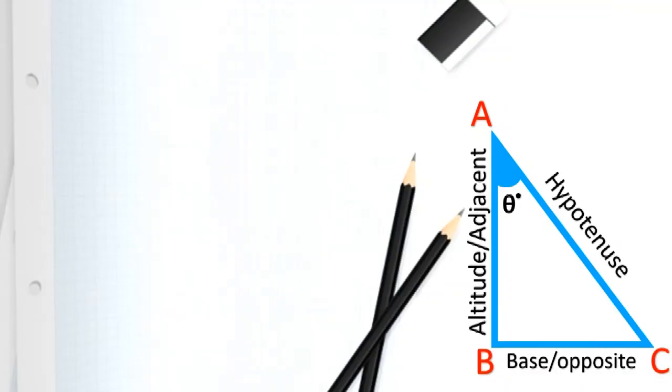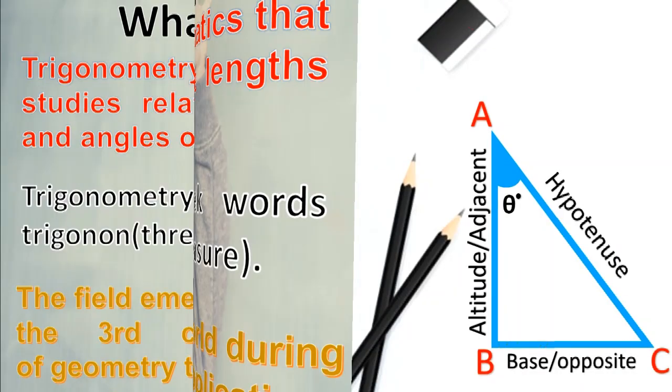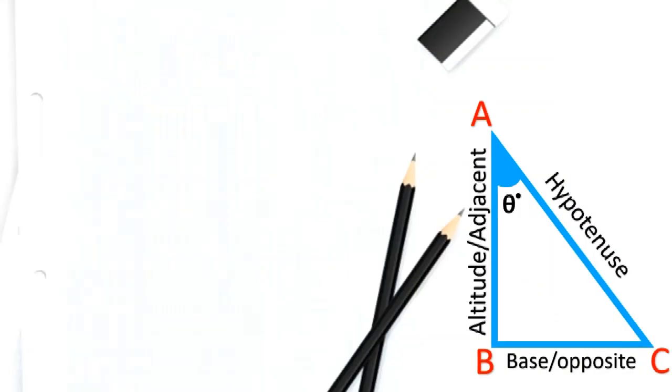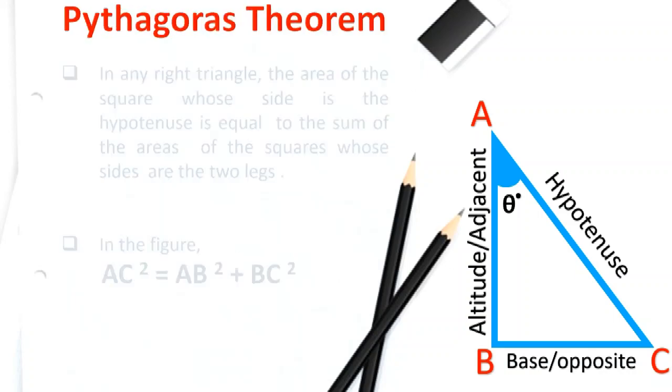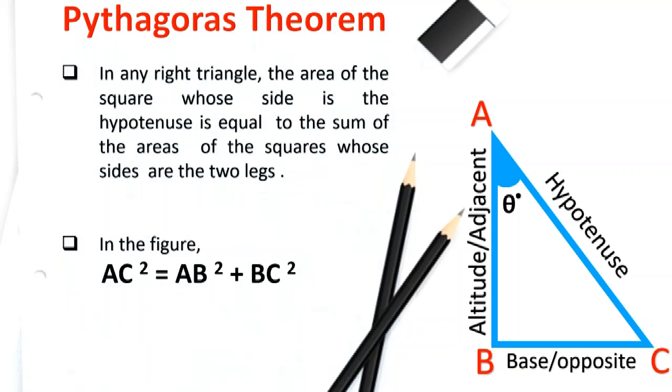Let's see what is Pythagoras theorem and how is it related to trigonometry. In a right angle triangle, the area of the square whose side is the hypotenuse is equal to the sum of the areas of the squares whose sides are the 2 legs. In the figure, AC squared equals AB squared plus BC squared. Let's see the trigonometry ratios.